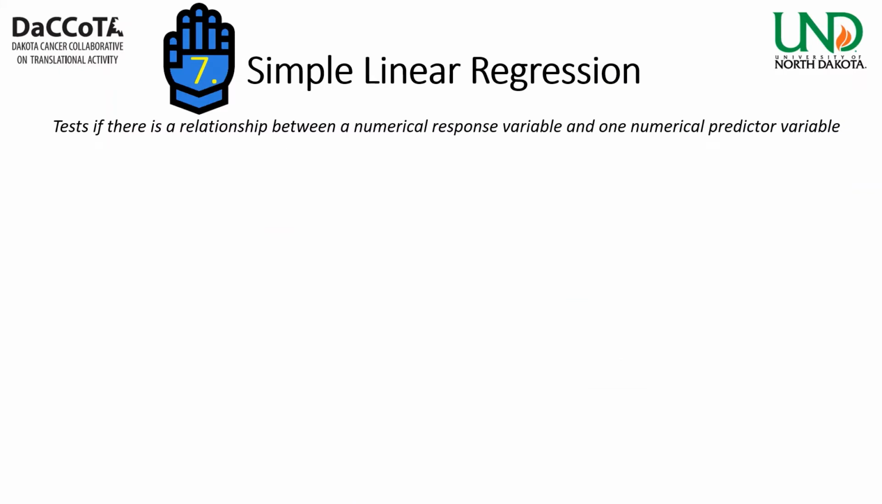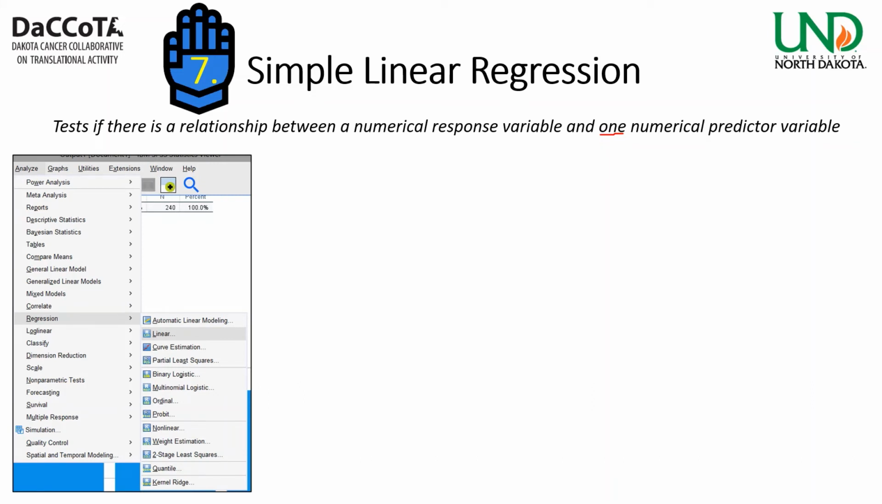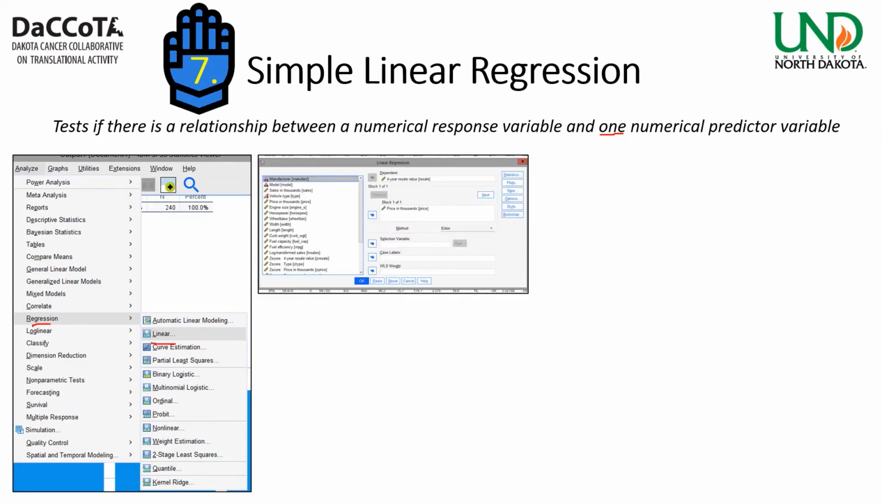Right, we have left the realm of ANOVA and entered into regression. So let's start simply with simple linear regression, which tests if there's a relation between a numerical response and a single numerical predictor variable. So these are all numerical now. To run this in SPSS, just go down to regression under analysis and then run linear. And then in here, you can have your dependent variable, so your y variable, and then your numerical x variable down here.